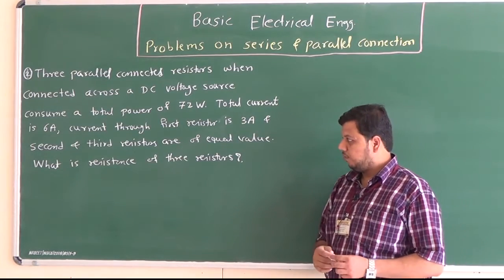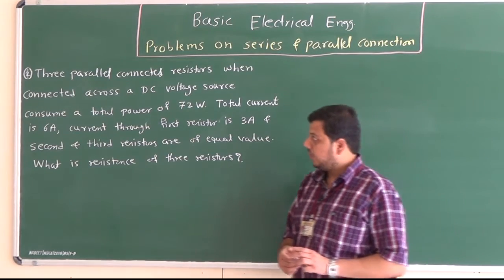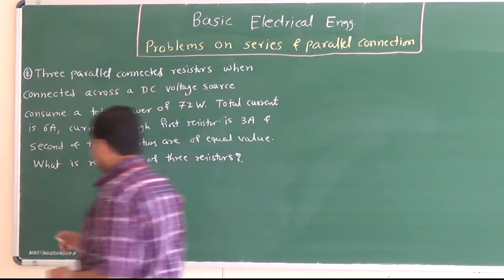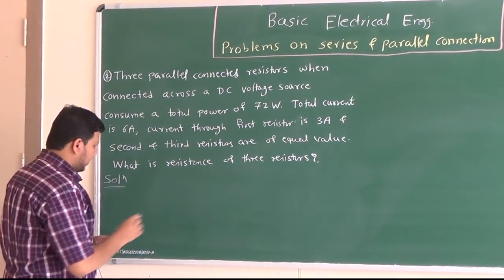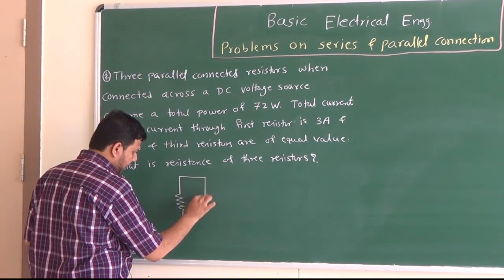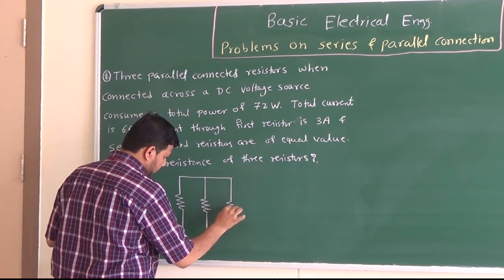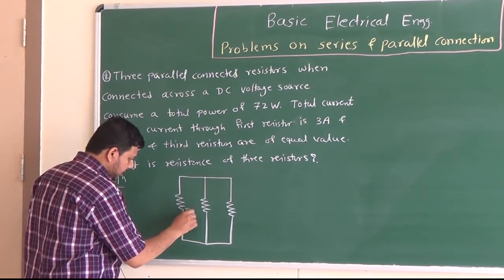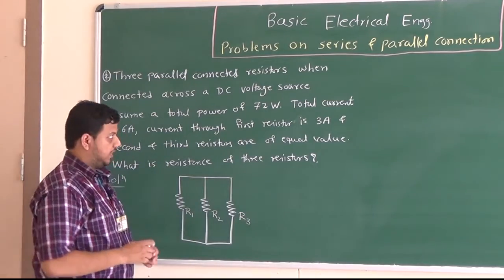So usually in such a problem circuit diagram is not given, so our first step is to draw the circuit diagram. Now, as you can see from first line, three parallel connected resistors. Now here there are three resistors which are connected in parallel. So first we will draw the circuit diagram. So three resistors are there which are connected in parallel. Now let us call this resistance as R1, this resistance as R2, and third resistance is R3.